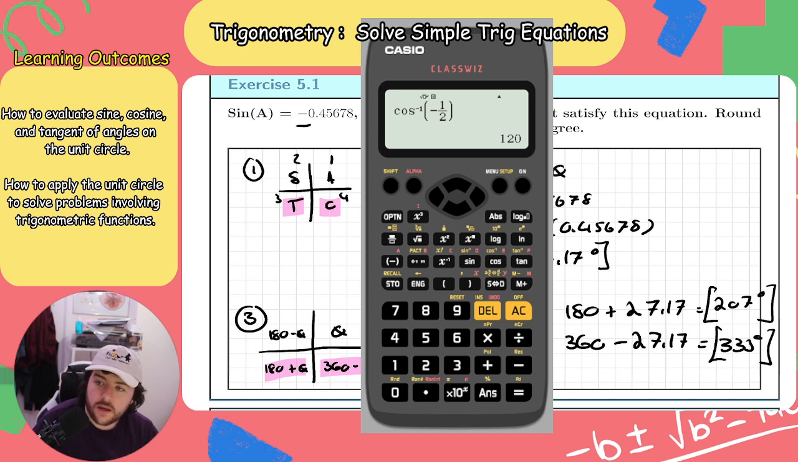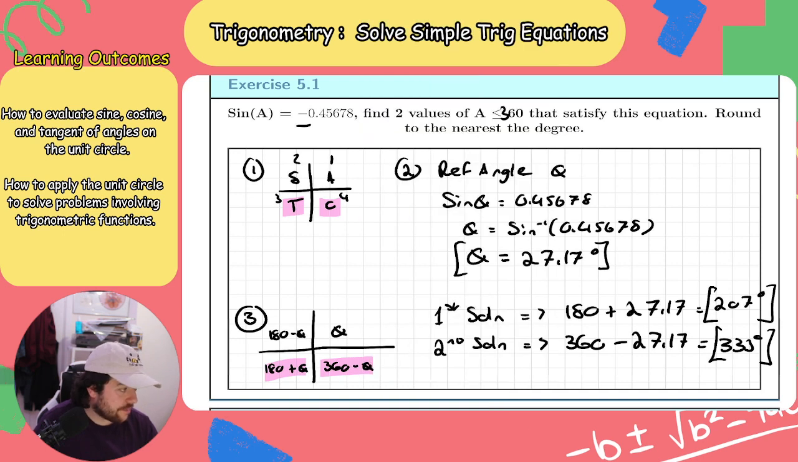So sine 207, close my bracket. I'm going to get minus 0.45399. Yep. So it's in around the same amount. And then 333, I got the same answer in both, right? And they're both in and around my original answer of minus 0.45678. That is only because we rounded our angles as per the question states. Right. So that's how you do it.